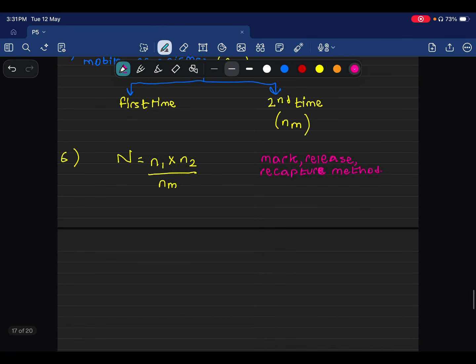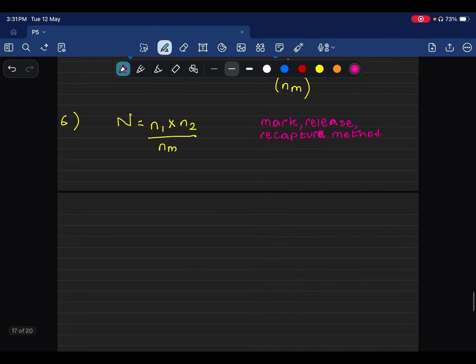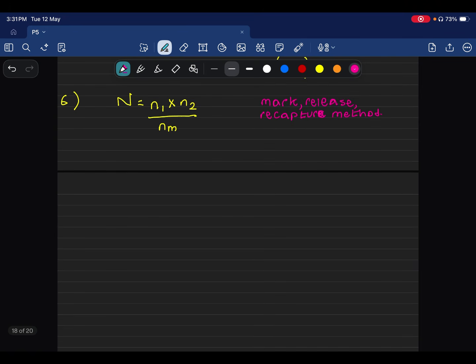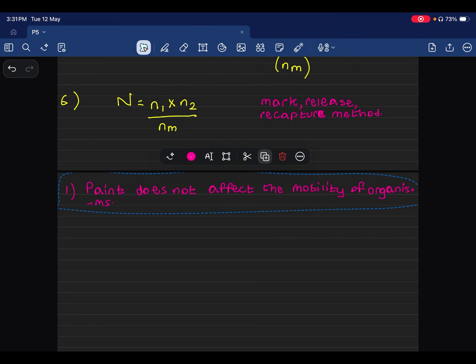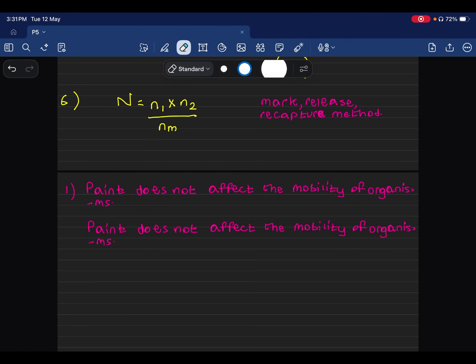However, there are some assumptions we need to make sure of for this method to be valid. And we've already talked about 2 out of 3 of these assumptions. Assumption number 1, the paint which you are painting the organism with, make sure that it does not affect the mobility of the organisms. And number two, you guessed it, the paint should not affect the survival of the organisms. It should not make them extra visible to predators. I'm just going to copy this and change the word mobility to survival.